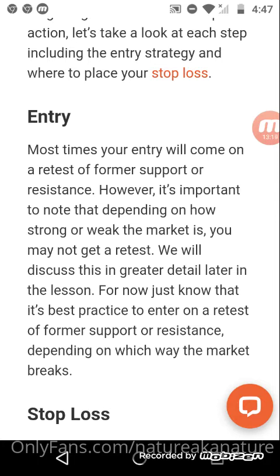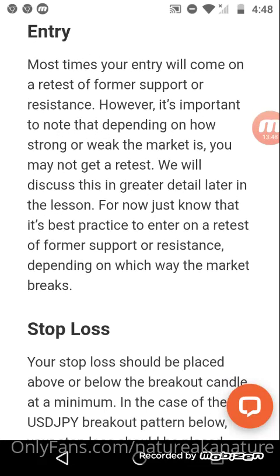However, it's important to note that depending on how strong or weak the market is, you may not get a retest. Sometimes you don't get a retest in this market, in this game. Sometimes it's just a clear trend, a clear uptrend or downtrend. So that's important to know too. We will discuss that in greater detail later in this lesson. For now, just know that the best practice is to enter on a retest of a former support or resistance, depending on which way the market breaks.